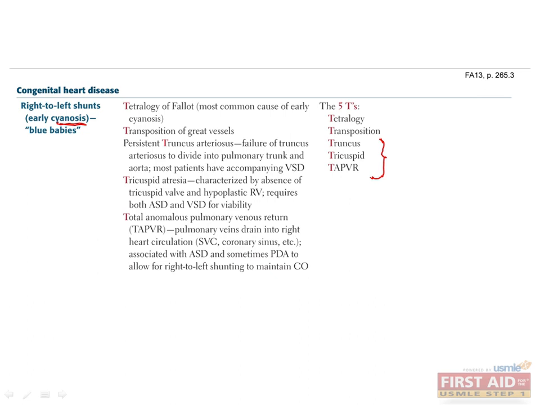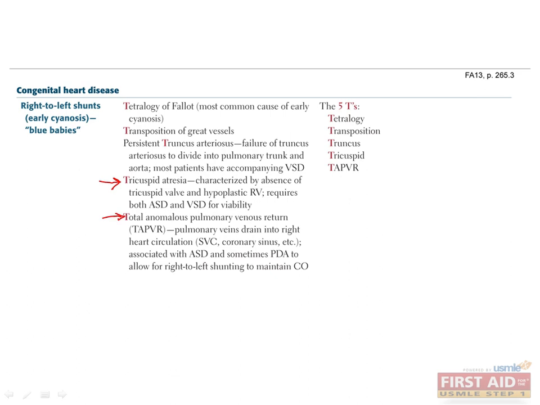Truncus arteriosus is where there is one vessel instead of the normally separate pulmonary trunk and aorta, which is a result of the failure of the truncus arteriosus to divide. Tricuspid atresia is an absence of the tricuspid valve, which is associated with hypoplastic RV and requires both an atrial septal defect and ventricular septal defect for viability.